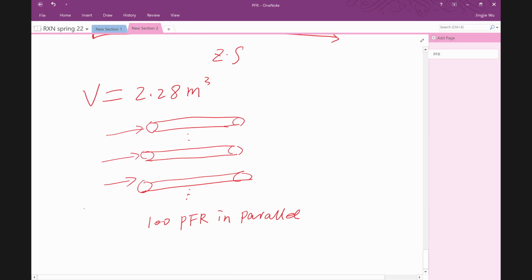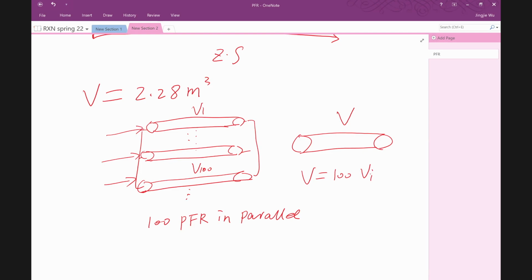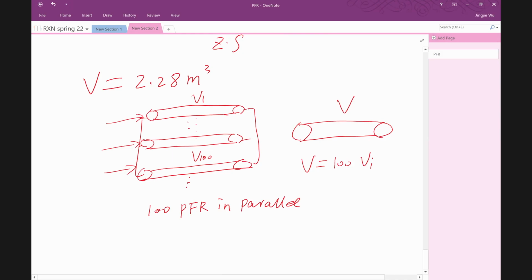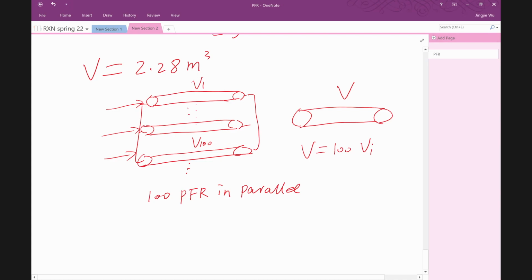PFRs in parallel don't change the conversion; you just divide the volume equally into 100. So for example, now the volume is V1 through V100, and the total V is 100 times Vi, of equal size. You can achieve the same conversion. Instead of a single bigger PFR, it's always easier to make smaller ones and arrange them in parallel to reach the same conversion. That's how we do it in practice for the PFR.